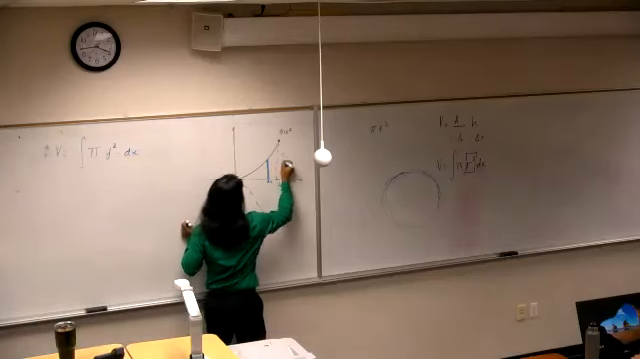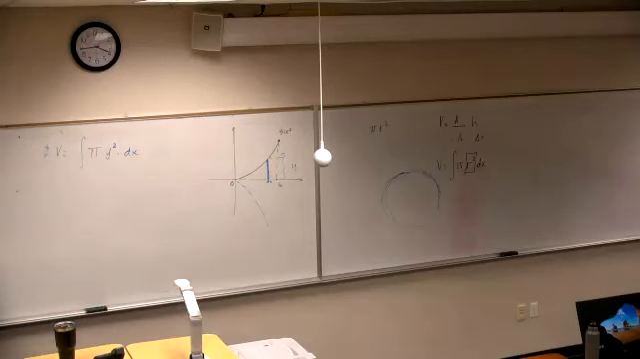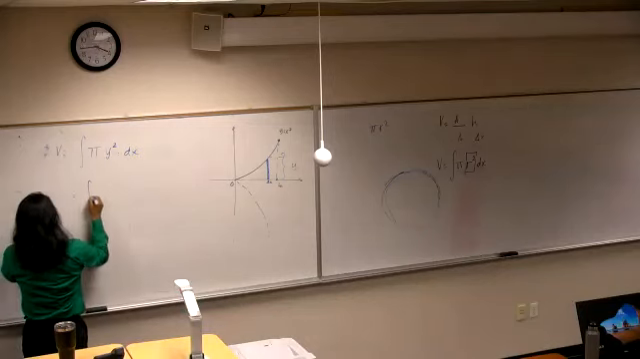Radius defined by y. But what is y? I'm integrating with respect to x. So y is x squared. y is simply x squared.